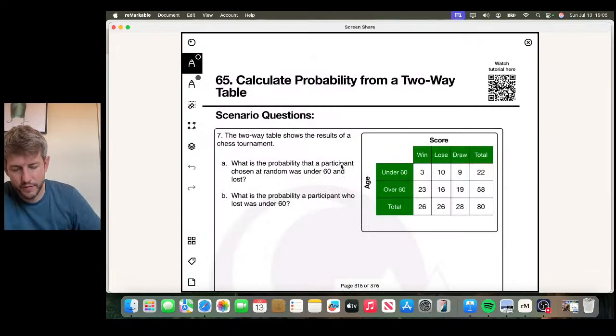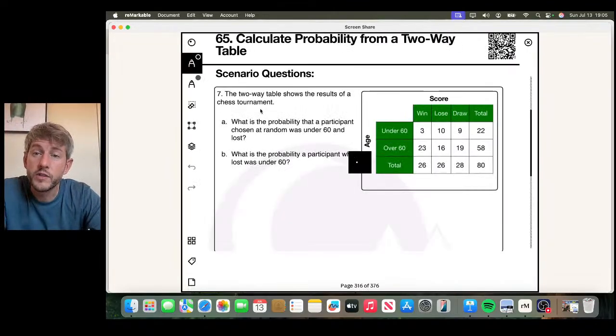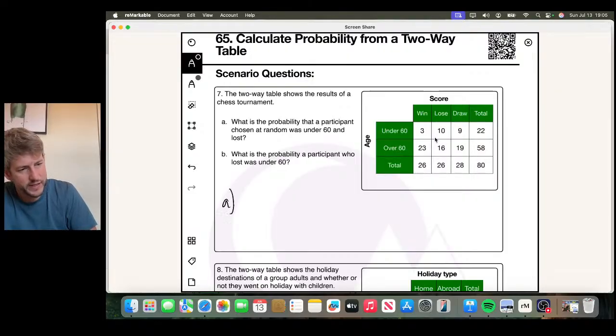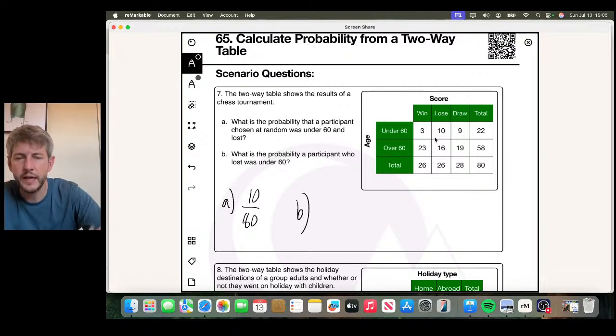Right, question 7. The two-way table shows the results of a chess tournament. What is the probability that a participant chosen at random was under 30 and lost? Under 30 and lost, that's these 10 people. And it's at random, so it's out of everyone. So it's going to be 10 out of 80.